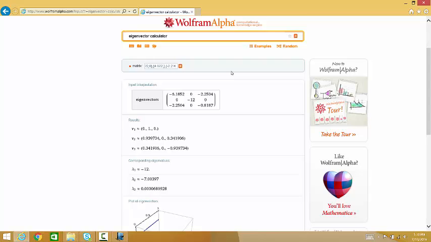4.822, negative 11.76, 5. And then 0, 5, 0.